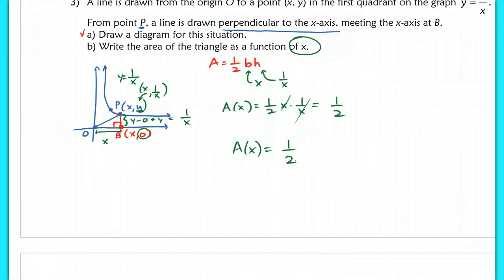No matter where you draw the point on the graph of 1/x, even if I drew it here, the area of this triangle is 1/2. So it's constant, but it is always 1/2.